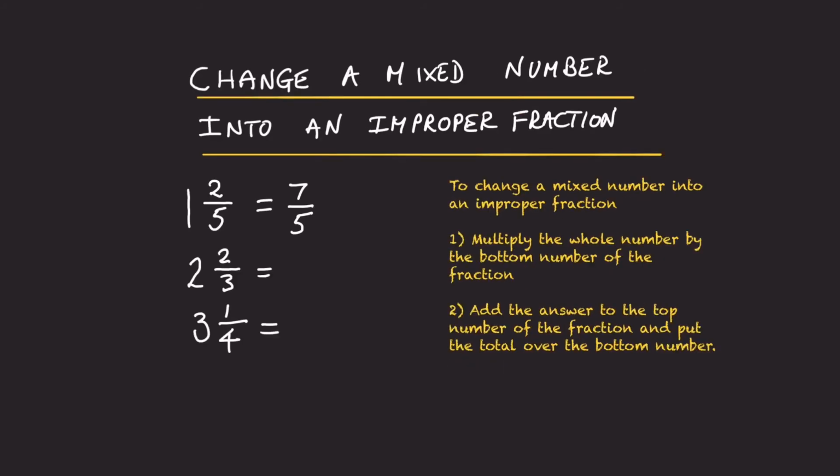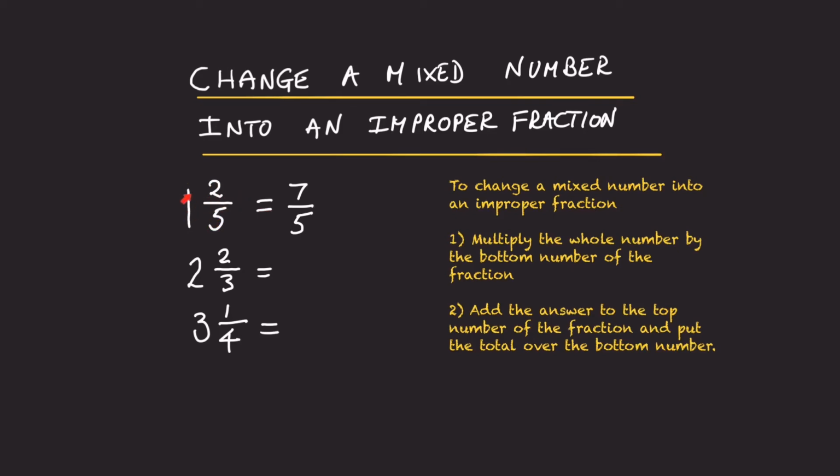Okay, now let's look at the reverse process of changing a mixed number into an improper fraction. This is an example we've looked at before, but of course it was in reverse, because when we had 7 over 5, we changed it into a mixed number, and we had 1 and 2/5 as our fraction. So how would we do it the other way?